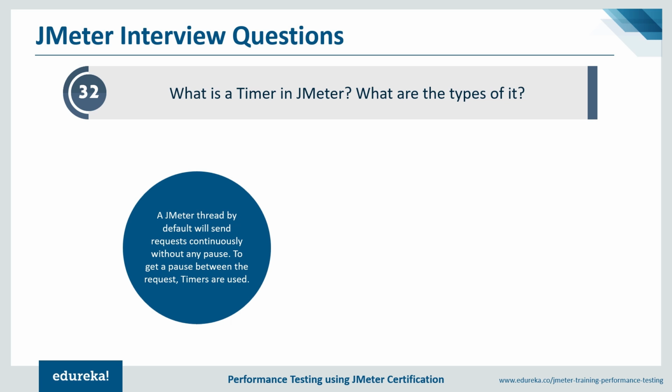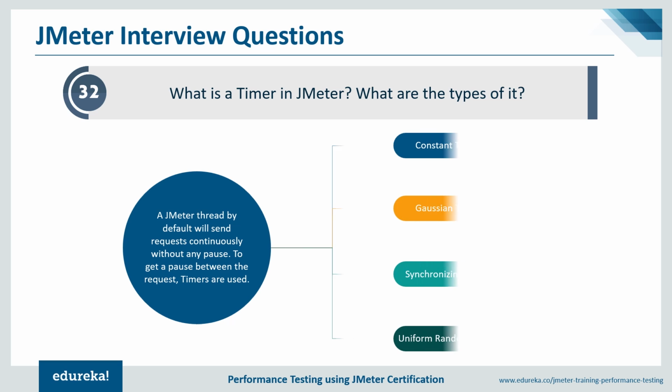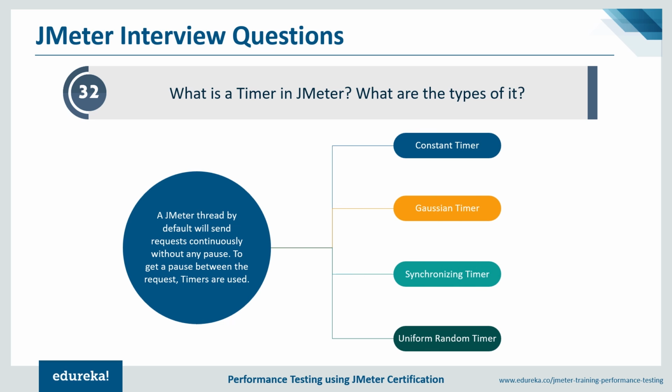Now, let's have a look at some of the types of timer in JMeter. First we have the constant timer. The constant timer element delays each request in a thread group for the same amount of time. Then we have the Gaussian random timer. The Gaussian random timer element is used to delay each user request for a random period of time. It has a random deviation around the constant delay offset based on Gaussian curve distribution. Then we have the synchronizing timer, which is used for synchronizing the wait period.